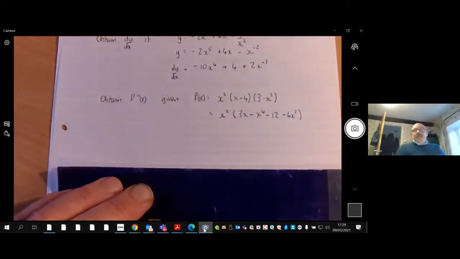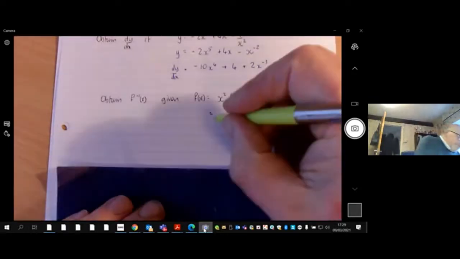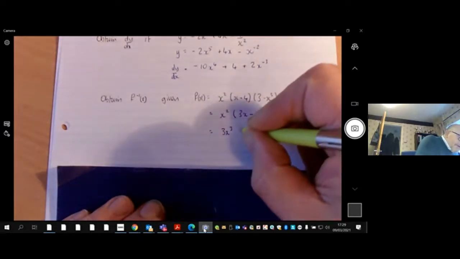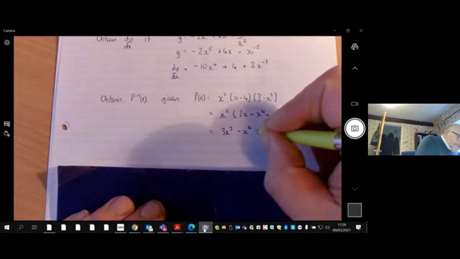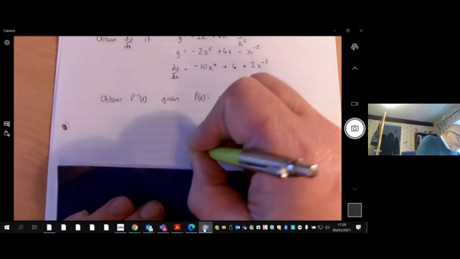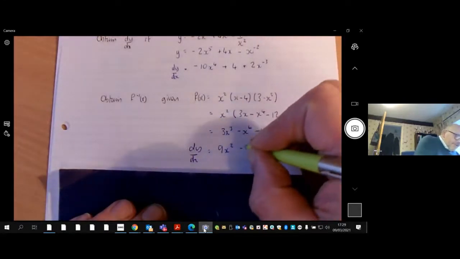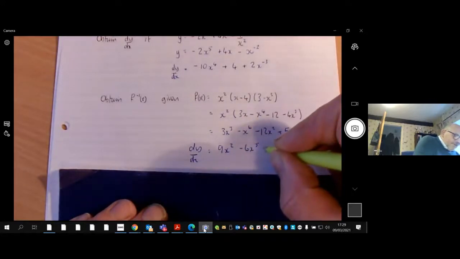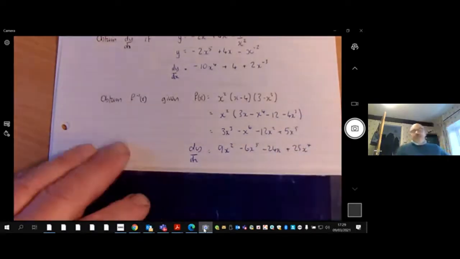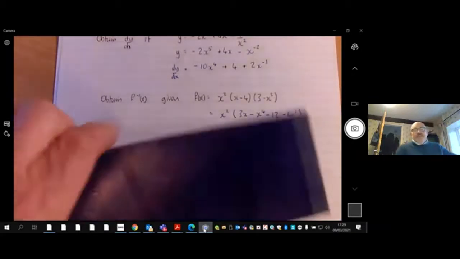Be careful with the signs, right? So I've just done face, foil, boxes, whatever you do it, and then multiply by x squared, and I get 3x cubed minus x to the power of 6 minus 12x squared plus 5x to the power 5. And now I can differentiate: dy by dx equals 9x squared minus 6x to the power 5 minus 24x plus 25x to the power of 4. Simples. Okay. Notice all the work goes on there. So the differentiation itself is a very simple process.